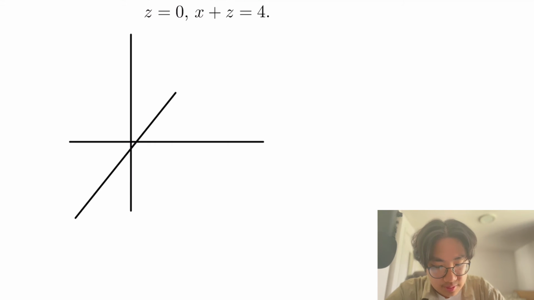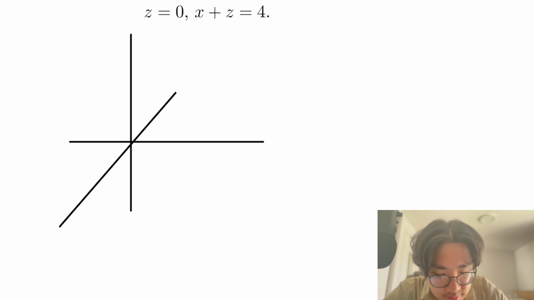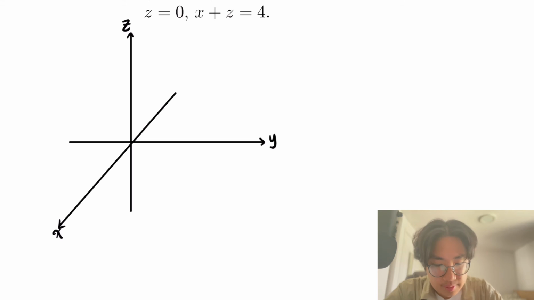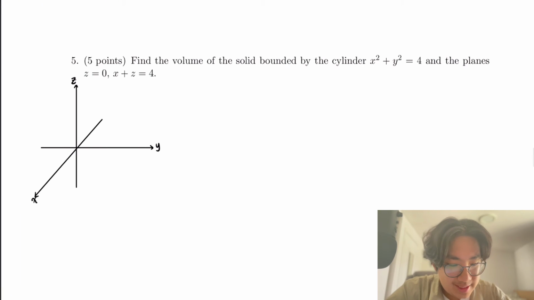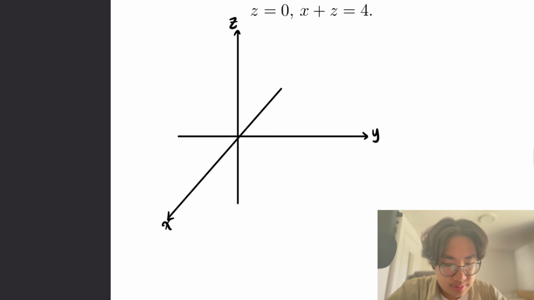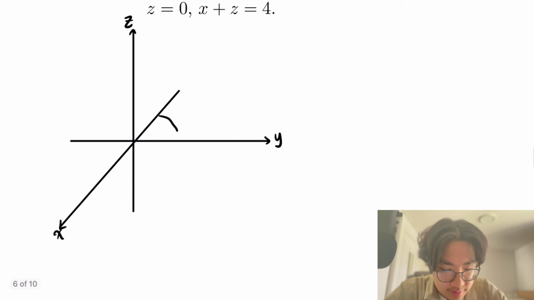So these are your axes. Here you have your x, y, and z. Let's label them like this, okay? And then first we want to sketch the cylinder part. Again, it's not going to be to scale, but this is roughly what it'll look like.